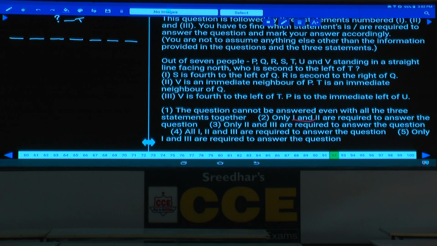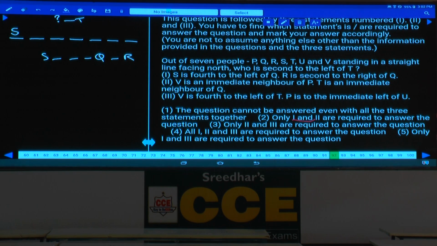1 and 2. Now in 1 and 2, what is given here? S is 4th to the left of Q. S is 4th to the left of Q can be written like this. R is seated second to the right of Q. And how many persons? 1, 2, 3, 4, 5, 6, 7 persons are there. With the help of condition number 1, what could we find out here? S blank blank Q, and this will be R.